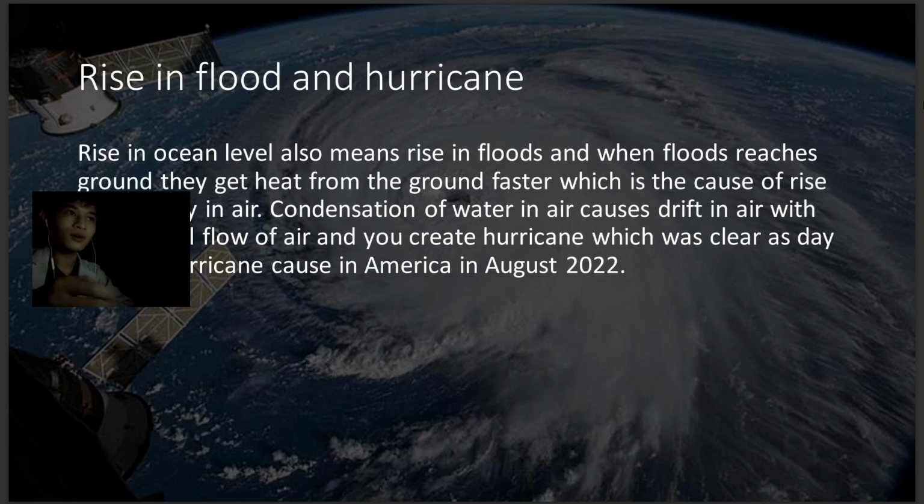A rise in ocean level also means a rise in floods, and when floods reach the ground, they get heated from the ground and heat faster, which causes higher humidity inside the air. And the more humidity inside the air, the more condensation of water in the air, which drifts with the natural flow of air, and you create a hurricane, which was clear as day, like the hurricane caused in America in August 2022.